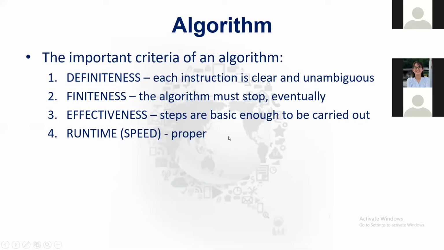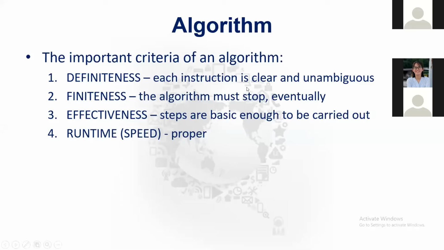Because based on the steps, right? So it must be definiteness, which is a clear instruction that you give to people. So let's say people come and ask you, sorry, how do you go to the toilet? So you say, oh, you go straight and you turn left, then you just walk straight, then you can see the toilet. So is it very clear?